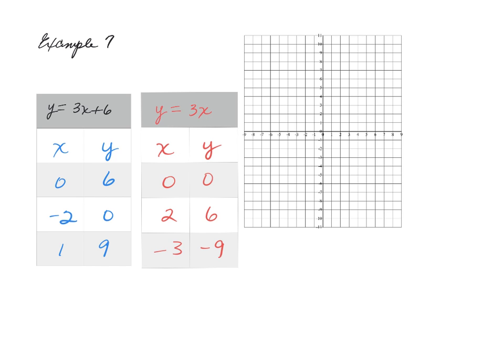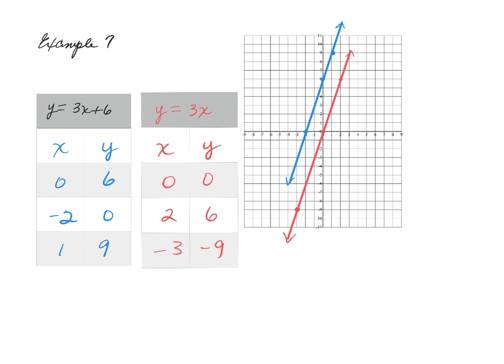I want to show you something. I'm going to plot these points. The blue 0, 6 is here. Negative 2, 0 is here. 1 and 9 is here. Okay, do you see that? Then 0, 0, 2 and 6, negative 3, and negative 9. Give me 1 second.